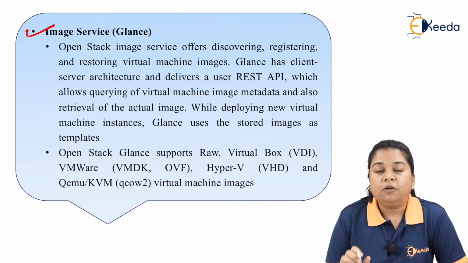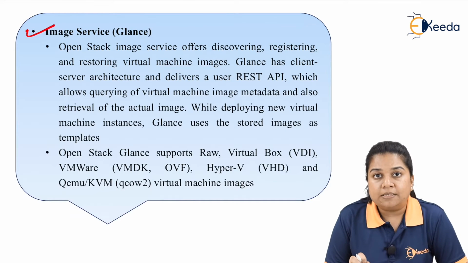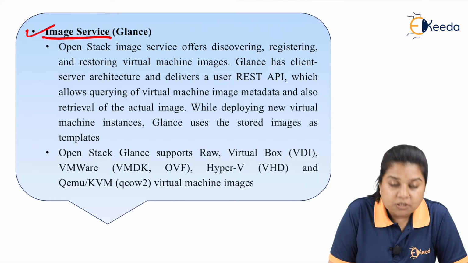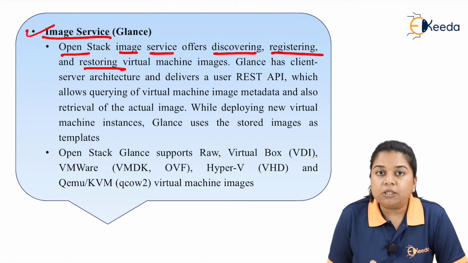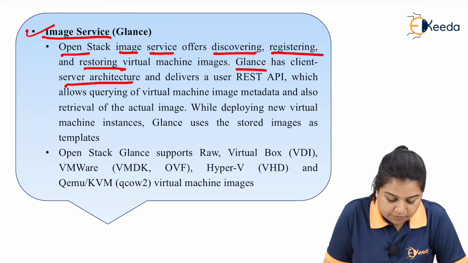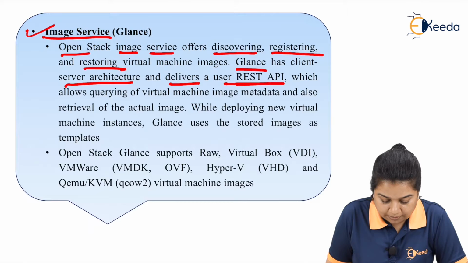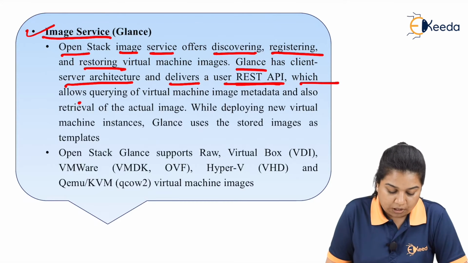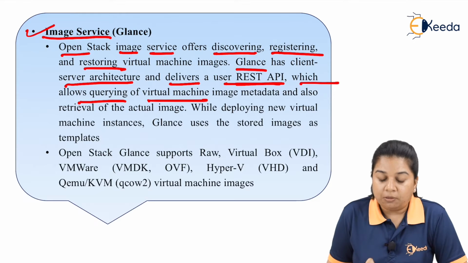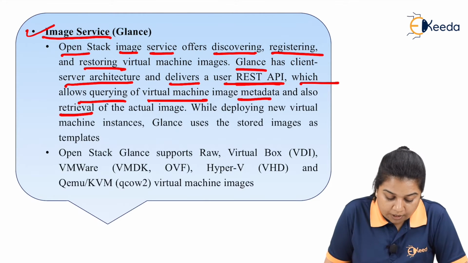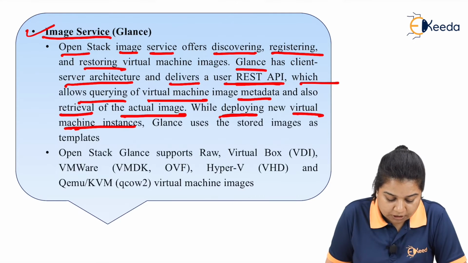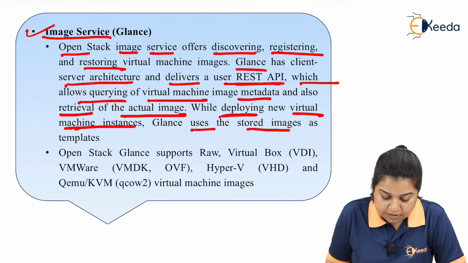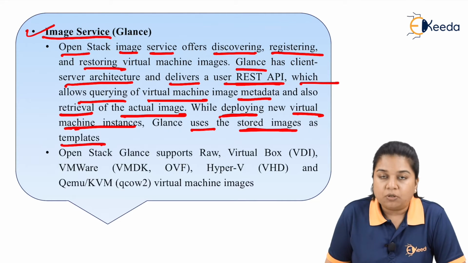Then another component for OpenStack is Glance. Now Glance is used for image services. The OpenStack image service offers discovering, registering, and restoring virtual machine images. Glance has a client-server architecture and delivers a user REST API, which allows querying of virtual machine image metadata and also retrieval of the actual image. While deploying new virtual machine instances, Glance uses the stored images as templates.